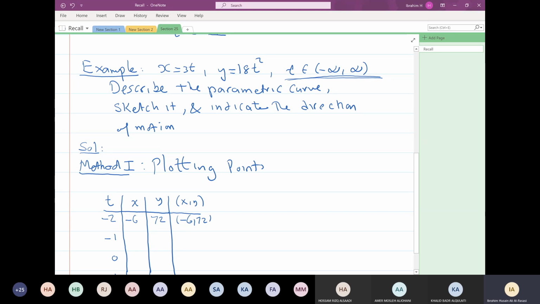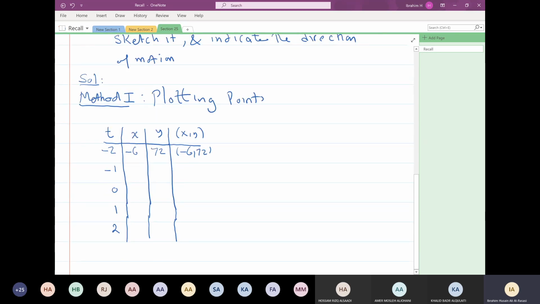You do the same thing for the other points. When you do the same thing, you get minus 3, 18. And this is 0, 0. And this is 3, 18. And this is 6, 72. I have 5 points, and I just draw them in the XY plane.